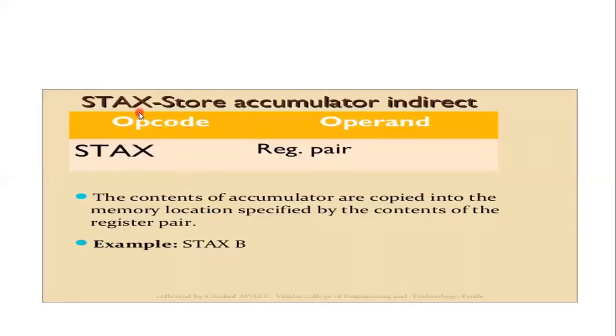The next instruction is here, STAX, store accumulator indirect. For indirect we use the register pair. STAX is the opcode, then the operand is a register pair. The content of the accumulator is copied into the memory location specified by the content of the register pair. Here the register pair is BC. So we specify B for BC. STAX B.